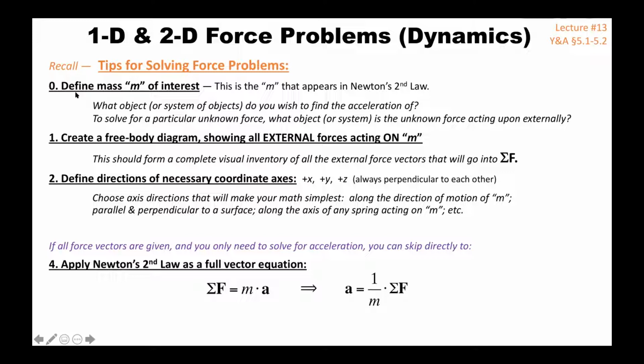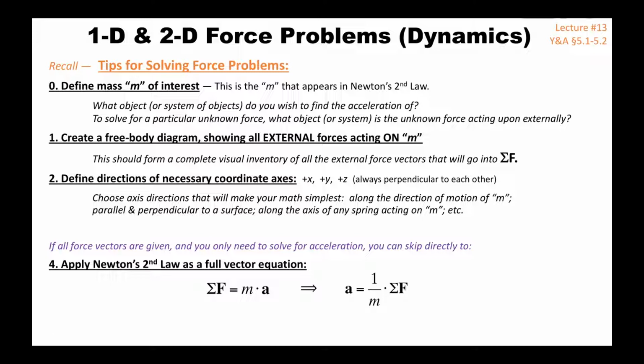So first, define what you want the mass m to be in Newton's second law. In the F equals ma, what do we want m to be? Because what we're going to put into Newton's second law is all of the forces that are acting external to m, in other words, acting on m from the outside. We are going to omit all the forces that act inside of m between different parts of mass m.